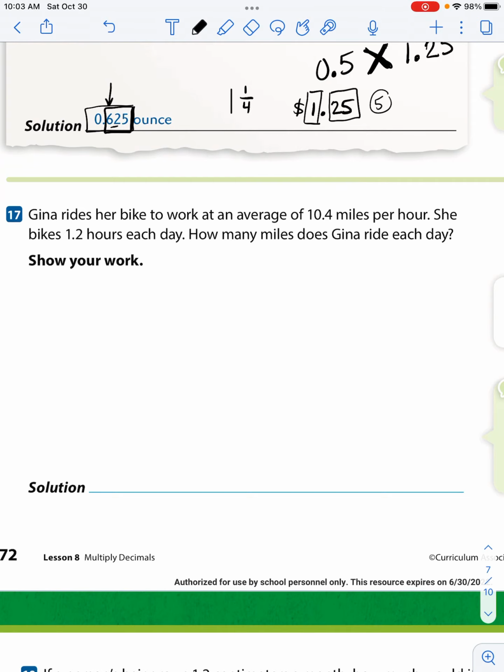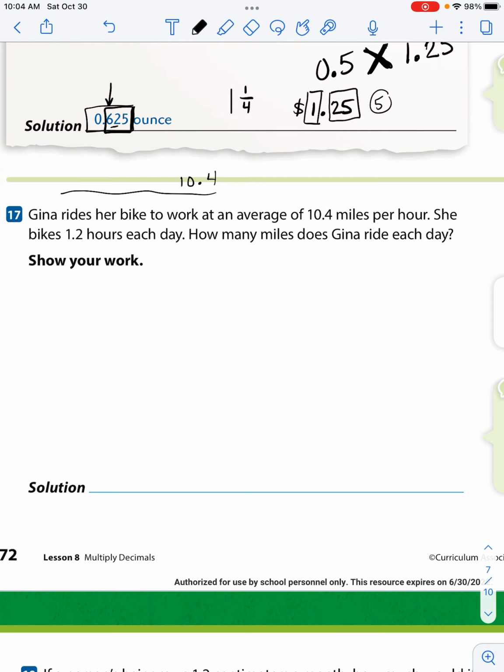So Gina rides her bike to work at an average of 10.4 miles per hour. So we've got to think about this. Gina leaves her house and she rides her bike to work, and she can ride her bike an average of 10.4 miles per hour. That kind of makes sense. You've got to make this make sense. If you're in a school zone and mom and dad are driving in a school zone, they have to drive about 20 miles an hour, which seems so slow. So imagine half of that is how fast she rides her bike to work. That makes sense. Okay.